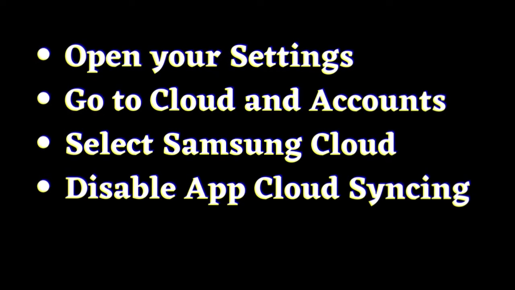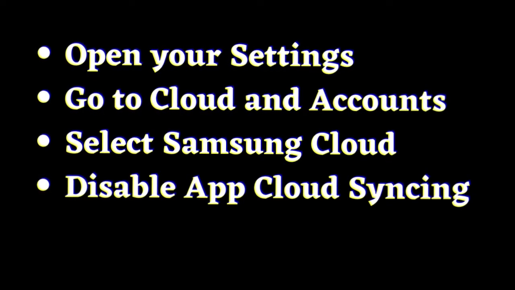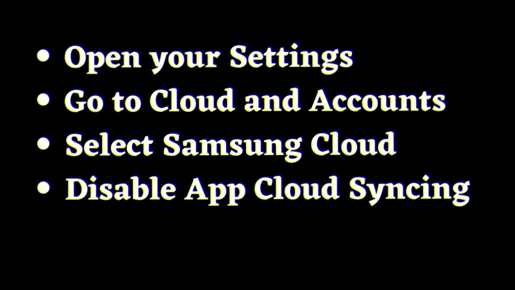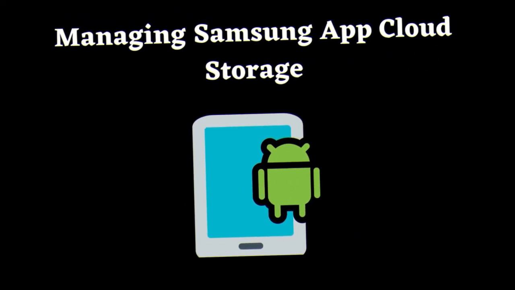Select Samsung Cloud. Tap on Samsung Cloud to open the settings related to your cloud storage. Disable AppCloud Syncing. Look for the sync options and toggle off the AppCloud Sync to stop automatic backups of your apps. This will prevent your apps from being synced and backed up to the cloud, giving you more control over what gets stored.